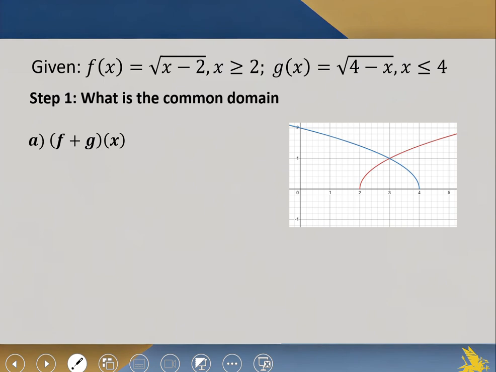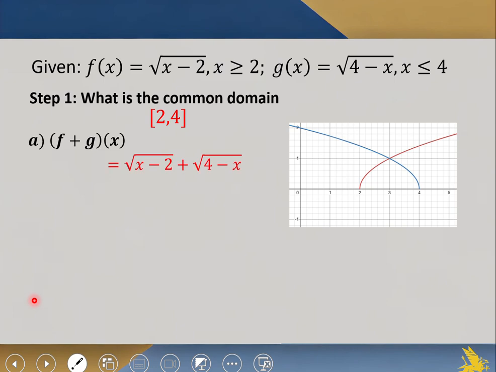It says, given f of x is equal to the square root of x minus 2, where x is equal to or greater than 2, and g of x is equal to the square root of 4 minus x, where x is equal to or less than 4. We need to first look at what is the common domain of both of them. So that means we're looking at this area here where they overlap, and based on what we're told, it's going to be between 2 and 4.